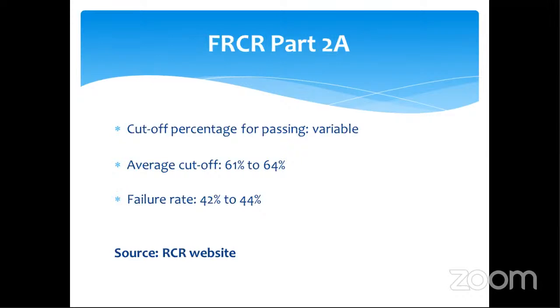For 2A, the cutoff percentage again is variable. Since the new pattern started in December of 2017, the average cutoff percentage for passing is around 61 to 64% marks. The failure rate as per the RCR website is 42 to 44%. So almost 1 out of 2 people will fail. Earlier, the failure rate was even higher, around 50-60%, especially for the cardiac module. But now, since the new pattern, the failure rate has come down a little to 42 to 44%.